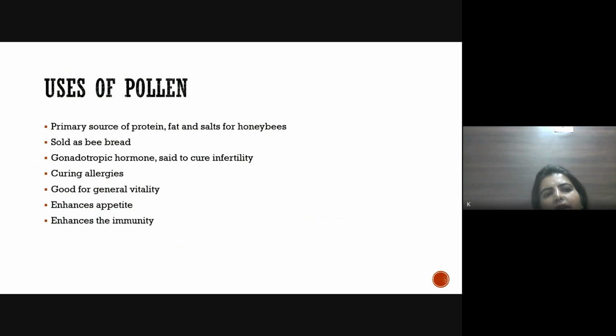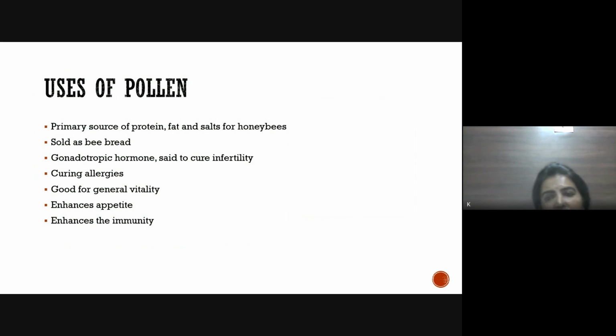It's got the gonadotropin, so that way its life is also enhanced, and it is said to cure infertility. The pollen is said to cure infertility because it's got the gonadotropic hormone, which is used to cure infertility. So next one is it cures allergies.